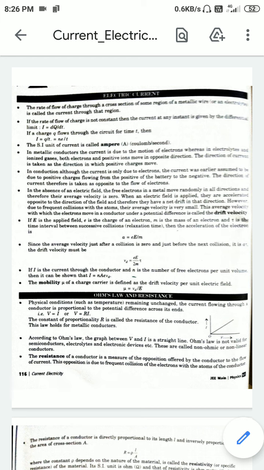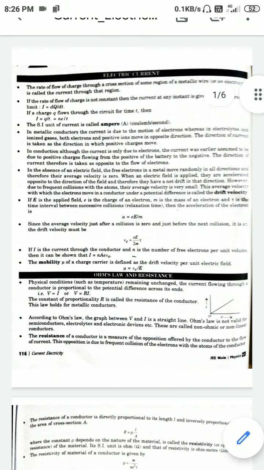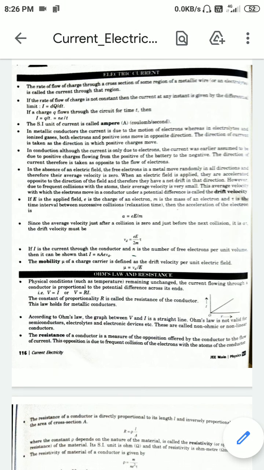Then the SI unit of current is ampere. Not only ampere, sometimes you may use the coulomb per second also. In a metallic conductor, the current is due to the motion of electrons, whereas in electrolytes and ionized gases, both electrons and positive ions move in opposite directions. The direction of current is taken as the direction in which the positive charges move. Okay, so this is very important.